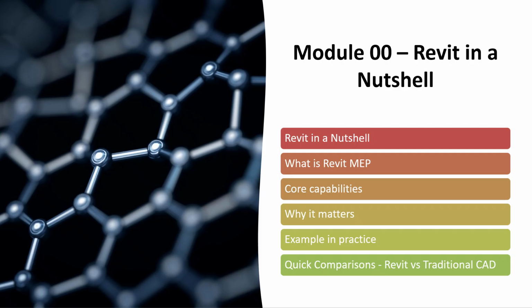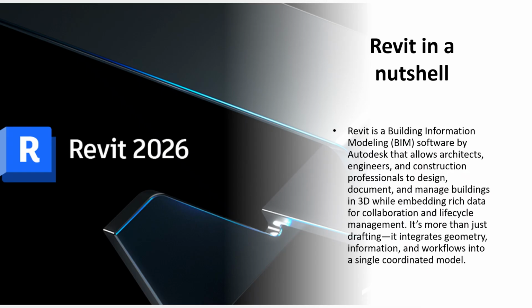This module is all about mindset, shifting from drafting to modeling, from isolated drawings to integrated systems. Revit in a nutshell. Let's begin by defining what Revit truly is. Revit is Autodesk's flagship building information modeling (BIM) software, designed to empower architects, engineers, and construction professionals to create intelligent 3D models that go far beyond geometry. It's not just about drawing lines or shapes. Revit integrates geometry, data, and workflows into a single coordinated environment.